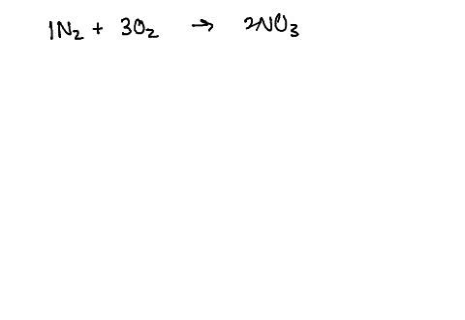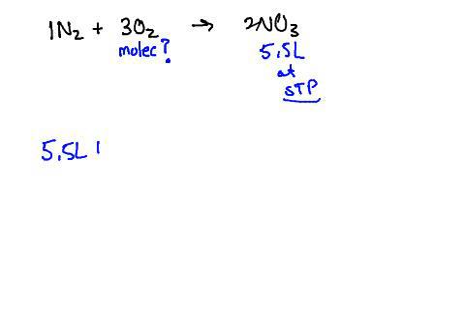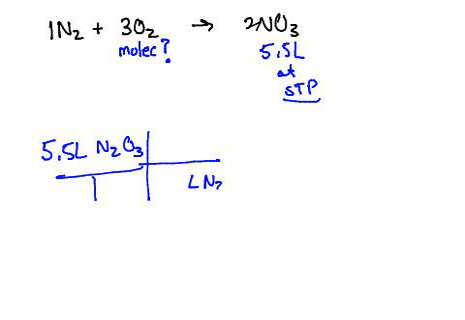Okay, let's try this again. We want to know how many molecules of oxygen are required to make 5.5 liters of N2O3 at STP. Now this time we remembered to write at STP. So I'm going to convert 5.5 liters of dinitrogen trioxide, and I'm going to then convert to moles of dinitrogen trioxide. You've got to write that now, guys.